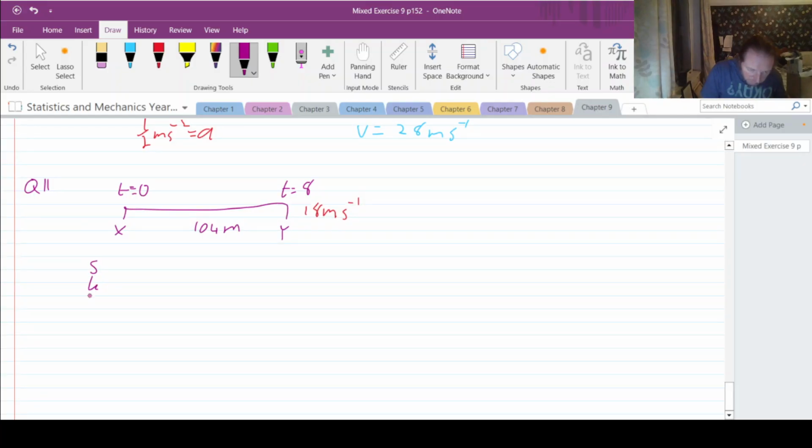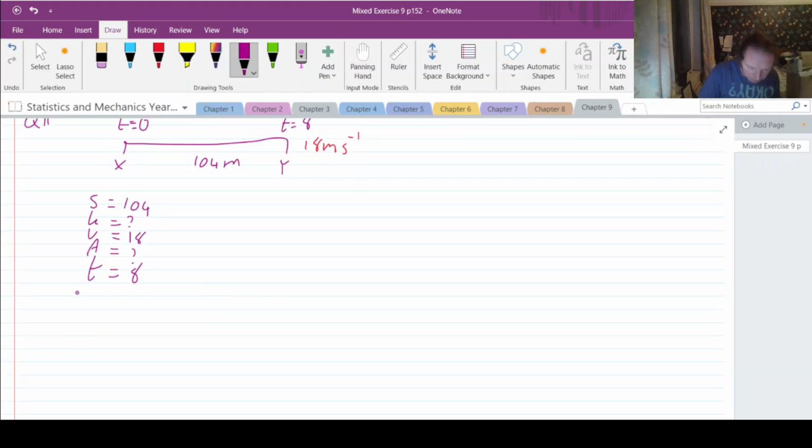So, suvat: distance is 104. The initial speed we don't know. The final speed was 18. The acceleration is constant and the time is 8. So we are looking for one of the equations which does not have a in it, so that would be s equals u plus v over 2, all times t.